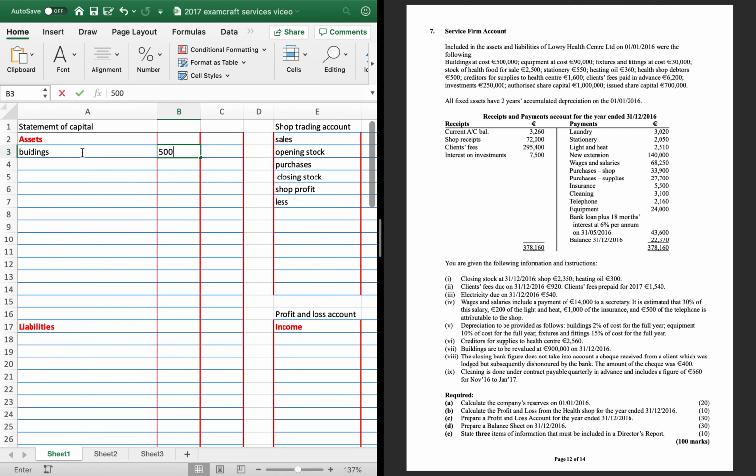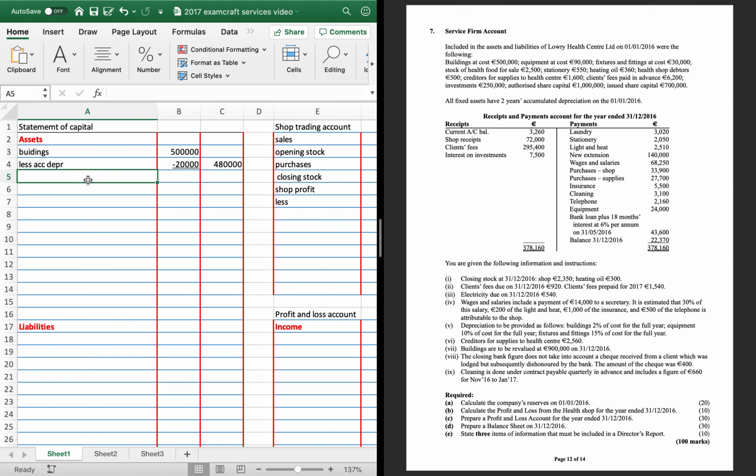Buildings is 500,000. We know buildings are fixed assets, so there's going to be 2 years accumulated depreciation on that fixed asset. So we need to go down to the bottom and see what the depreciation is. It's 2% for a full year. So 2% of 500,000 is 10,000. So 2 years of that is 20,000. Take that away and you get 480.